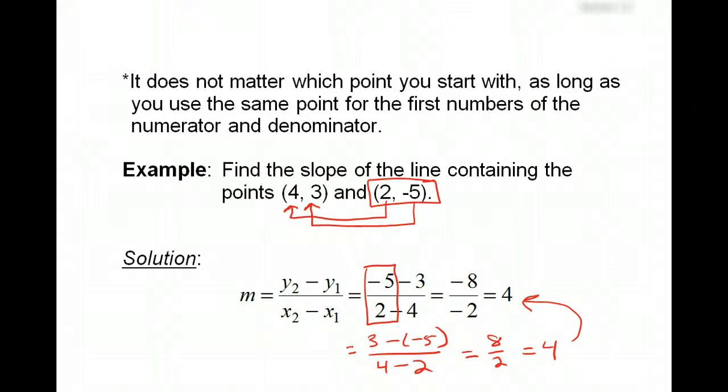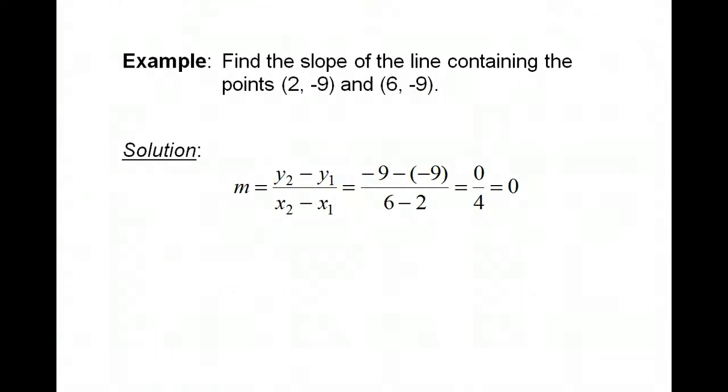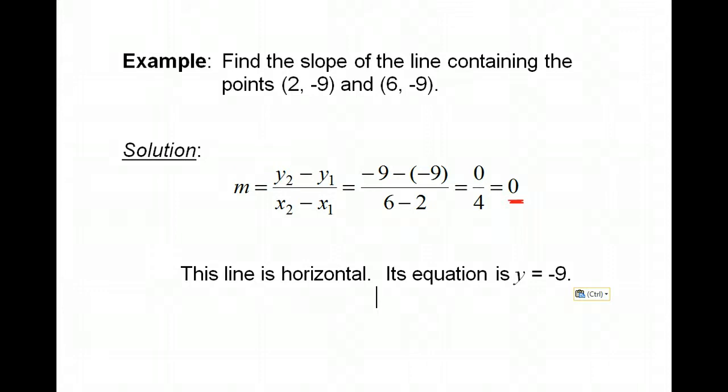Okay, let's look at another one. If I look at this one and I have the points (2, -9) and (6, -9), notice what happens when I subtract the y's on the top and the x's on the bottom. I end up with 0 over -4, so it has a slope of 0. So what kind of a line has a slope of 0? The line is horizontal. Its equation is y equals -9.